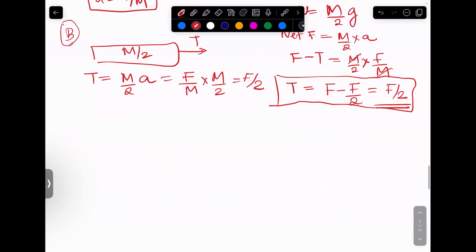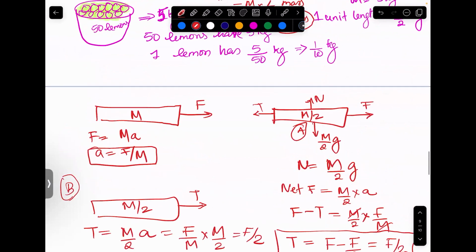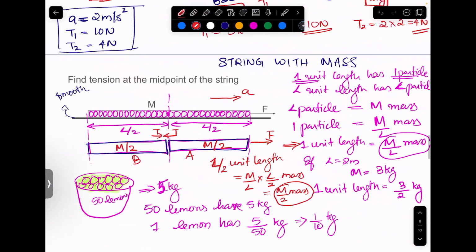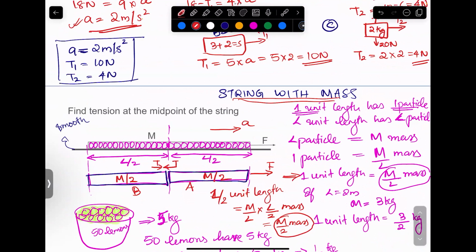So that is how you deal with a spring with mass. I hope you understood the concept of how to find the mass of the section if you're taking a section. Now we will look at more such questions to clear the concept.